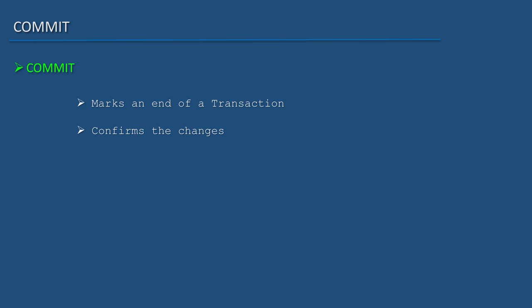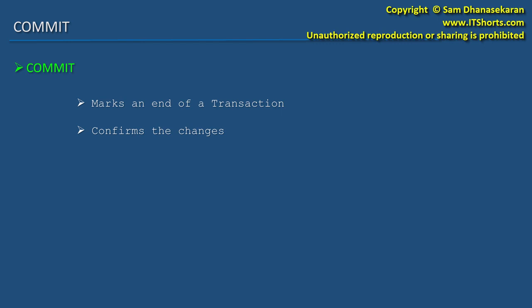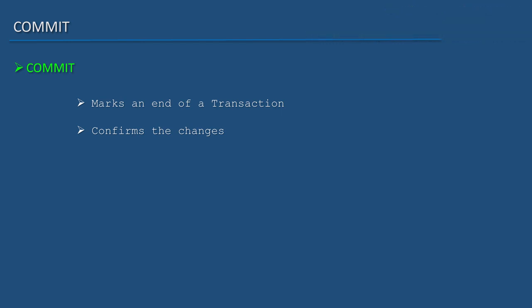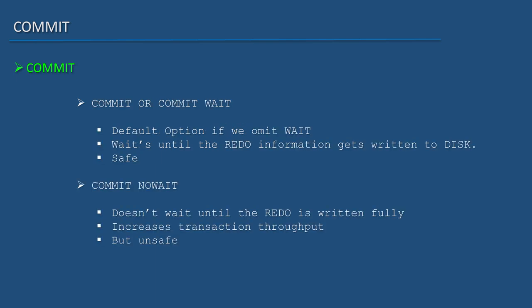Now let us look at the prominent TCL command, commit. Commit marks an end of a transaction. A transaction begins whenever you start to modify some data. Then if we want to confirm the changes, we need to issue commit.